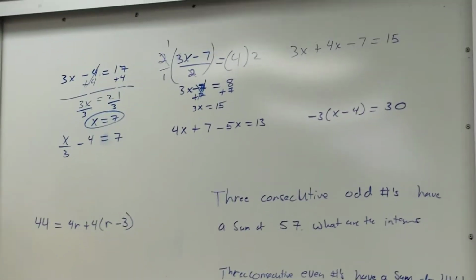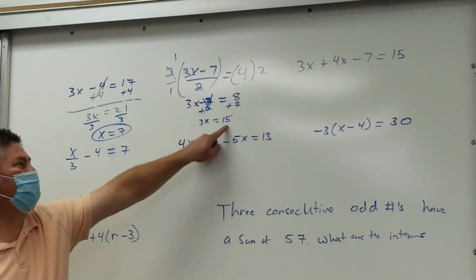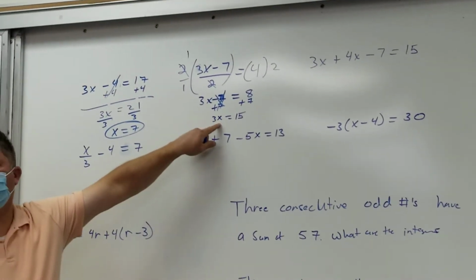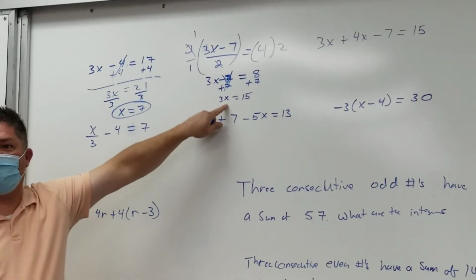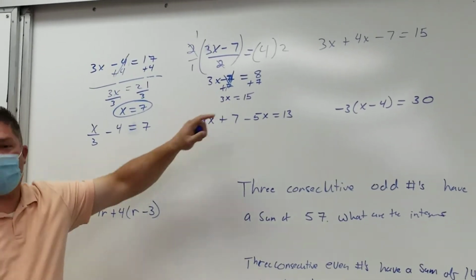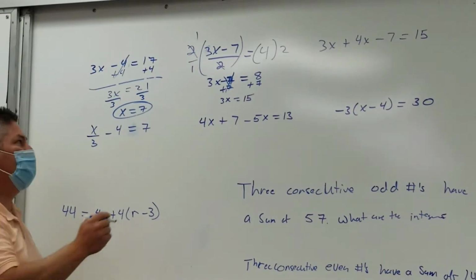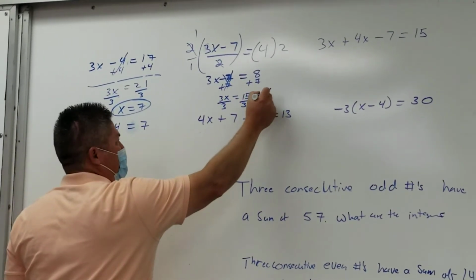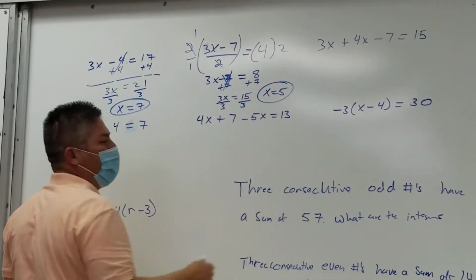So Canyon, what should I do next? I'm down to here. So this says 3 times what? 3 times x. So I gotta do the opposite. Very good. I gotta divide it. So this will be 5, right? Good. And you're done.